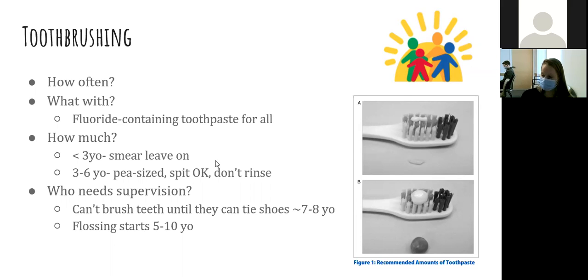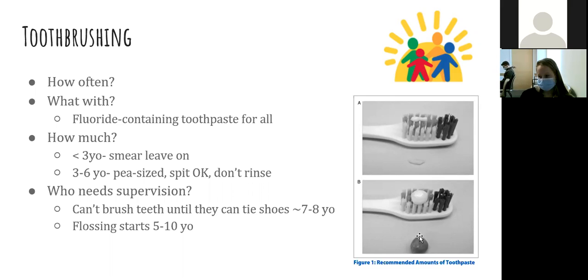If they're less than 3 years of age, they recommend using a smear. They demonstrate a smear here. They recommend using a smear and just leaving it on the teeth, so not having the kid rinse or spit. If they're 3 to 6 years old, they recommend using a pea-sized amount of toothpaste, and it's okay to spit, but again, you can recommend that they don't rinse at that point.